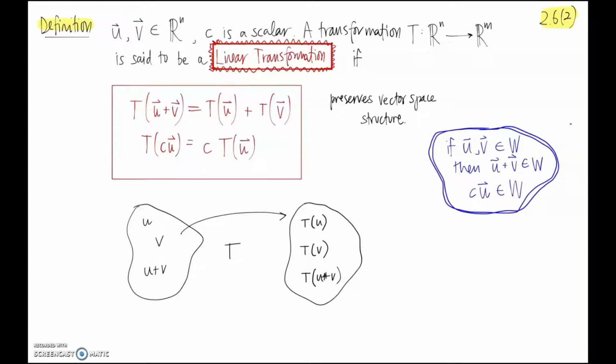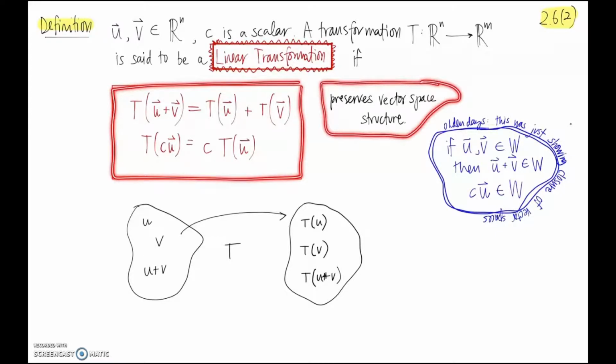And if something was a scalar multiple of a vector before the transformation, it has to be a scalar multiple of that transformed vector. So after the transformation, it still has to hold that it is a scalar multiple. In the olden days, these properties were just showing the closure of vector spaces. And this property here is a transformation that preserves vector space structure.